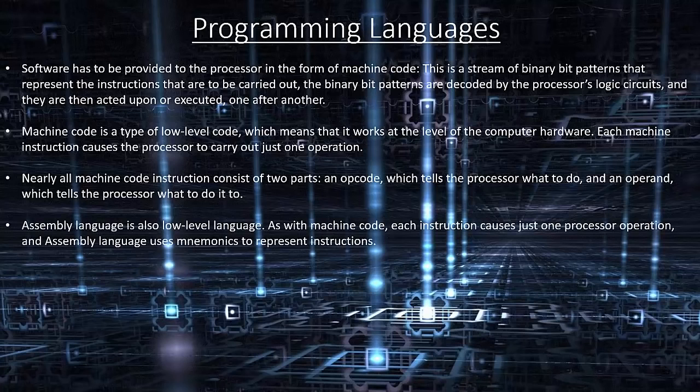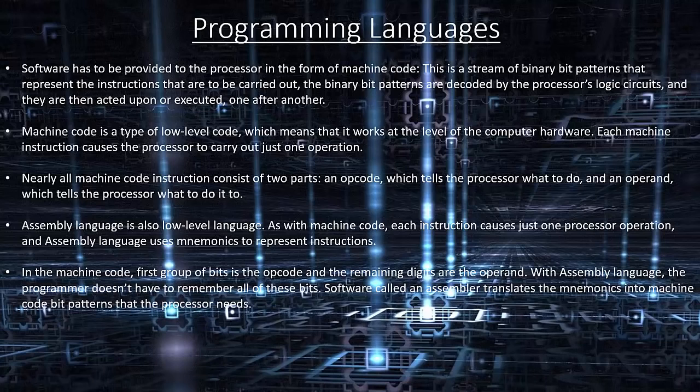Assembly language is also a low-level language. As with machine code, each instruction causes just one processor operation. An assembly language uses mnemonics to represent instructions. In machine code, the first group of bits is the opcode, and the remaining digits are the operand. With assembly language, the programmer doesn't have to remember all of these bits. Software called an assembler translates the mnemonics into machine code bit patterns so that the processor can execute them.